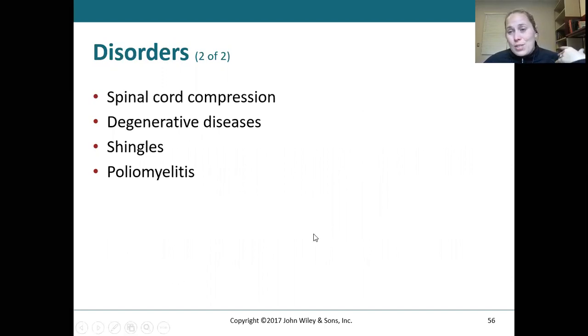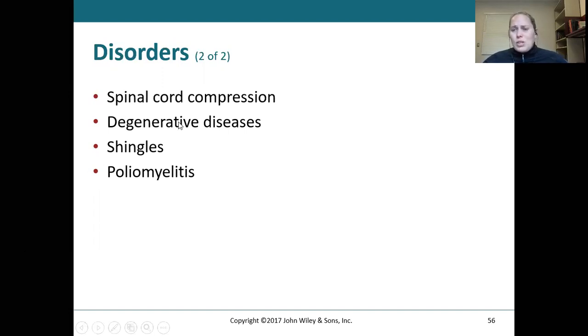Degenerative diseases, and so we talked a lot about the importance of myelination for sending and receiving information. So think of what would happen if you had demyelination of the axons that project into your skeletal system or send information up, and that's essentially the case of multiple sclerosis. And then shingles is an infection of the spinal nerves.